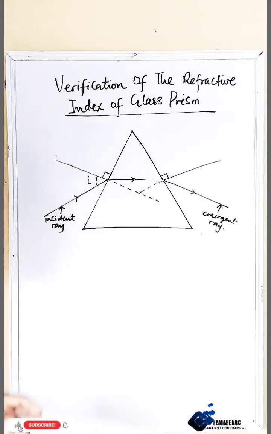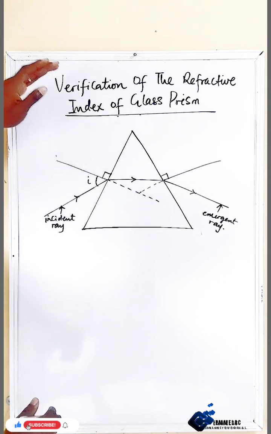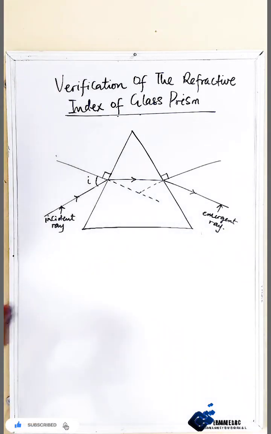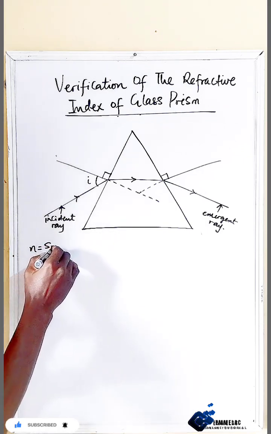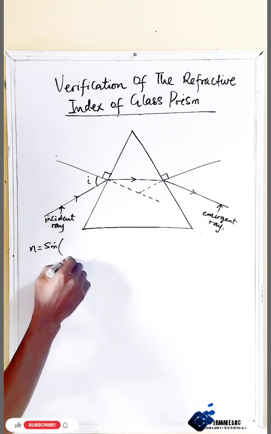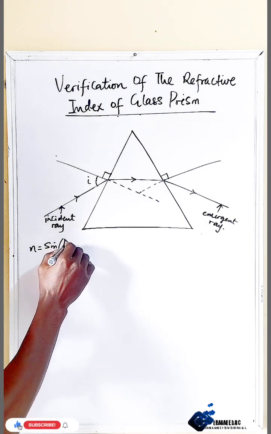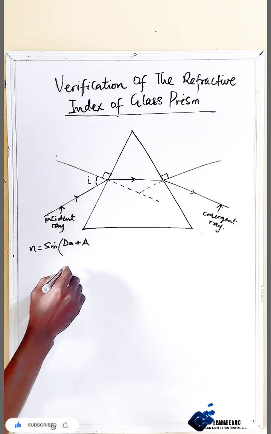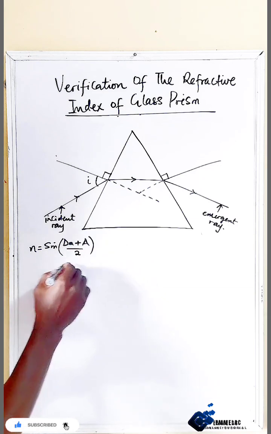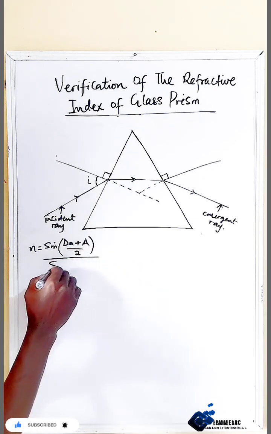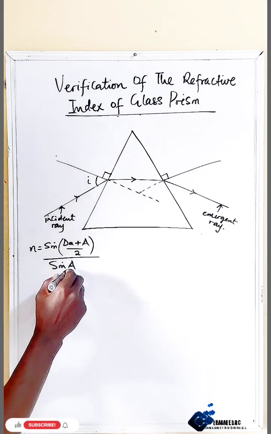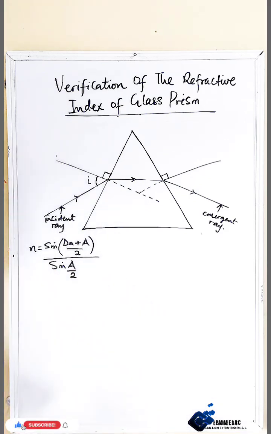Now before us, we're looking at the verification of the refractive index of a glass prism. And here is the formula: n equals sine of open brackets, minimum deviation plus the refracting angle of the prism, all over 2, close bracket, all over sine of the refracting angle of the prism all over 2.